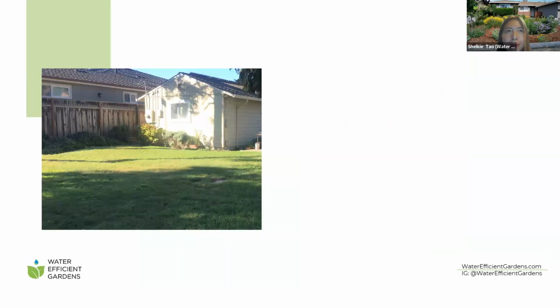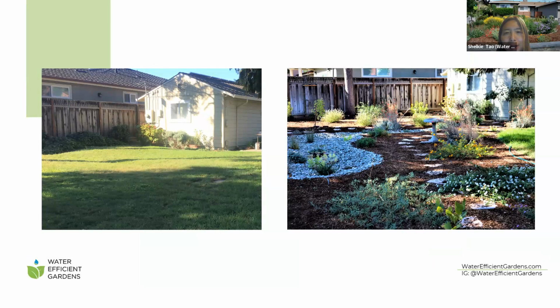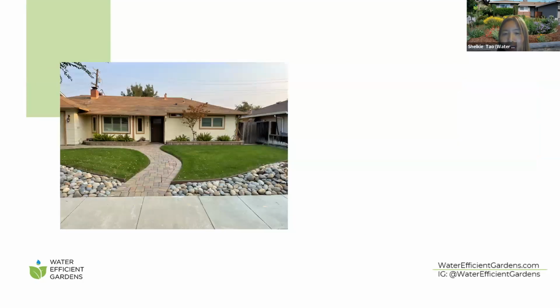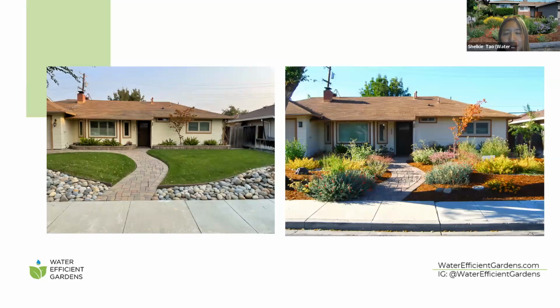So what is water-wise landscape? I'm going to show you a couple of yards, and then you can tell which ones are water-wise and which ones are not. So as you can see, this is a lawn at the backyard. And then we changed that to the landscape on the right. So which one do you think is water-wise and which one is not water-wise? So this is yard 1, yard 2. So before it's a lawn, after it's the new landscape.